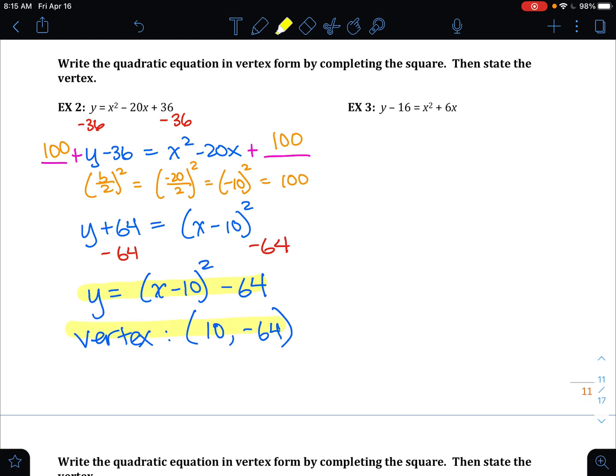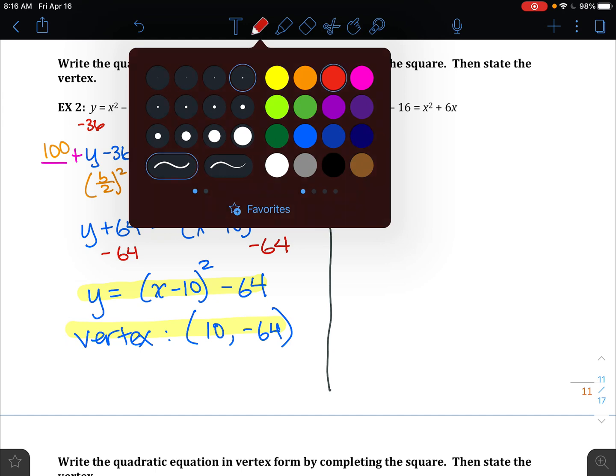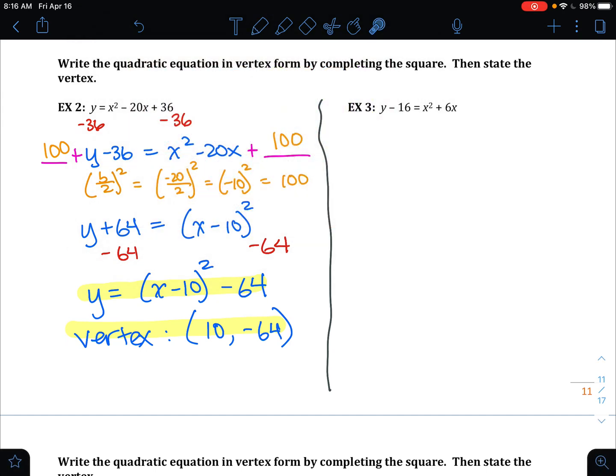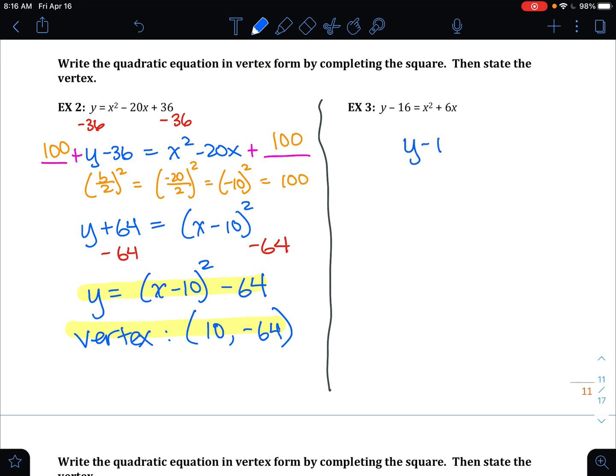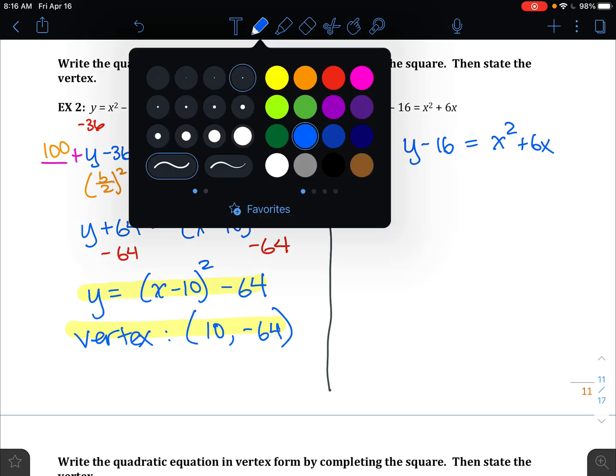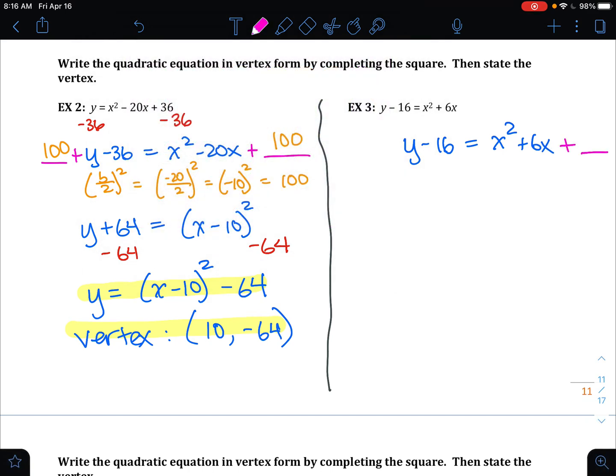Okay, I want you to pause the video and do number 3. Okay, I already have C on this side, so I can skip step 1. And so here's what I'm going to do. I'm going to go ahead and rewrite it. y minus 16 equals x squared plus 6x. And I'm going to add those blanks in. Plus something, plus something.